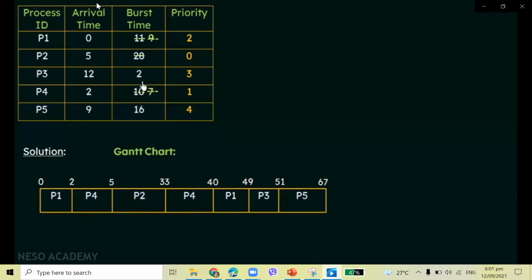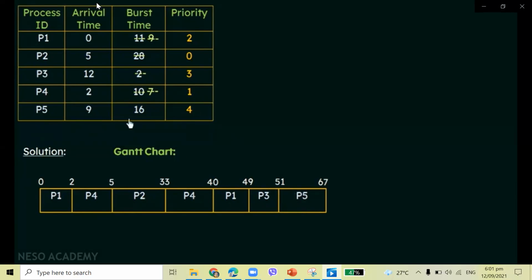P3 will execute only for 2 milliseconds. That is the burst time of P3. So from 49 up to 51, P3 executes and completes its execution. Now the only remaining process is P5. So P5 will finally get the CPU when P3 releases it at the 51st millisecond.